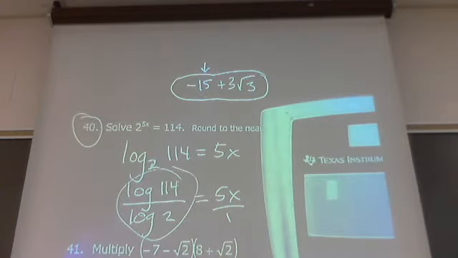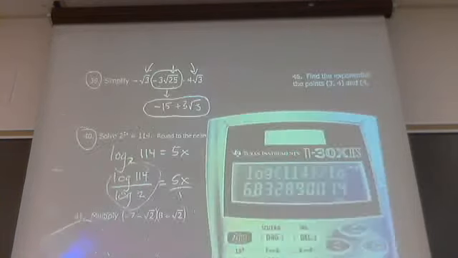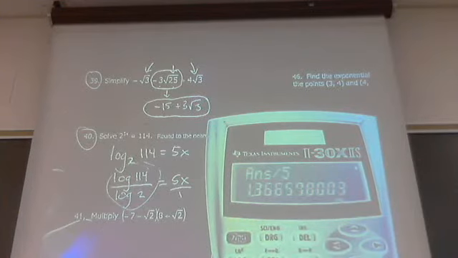Because it's also a proportion, so you can think about it in terms of cross multiplication. Yes, cross multiplication. The log 114 equals 5x log of 2, right? Yeah. So 1.3666?